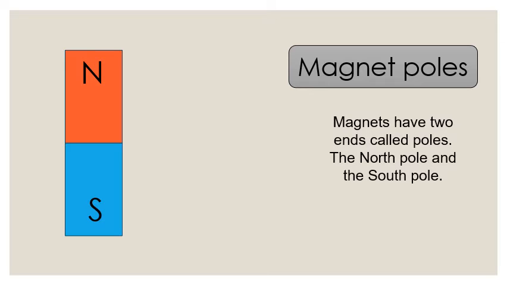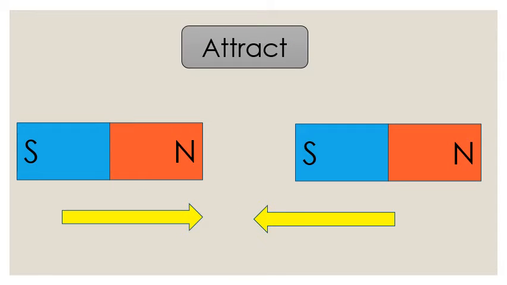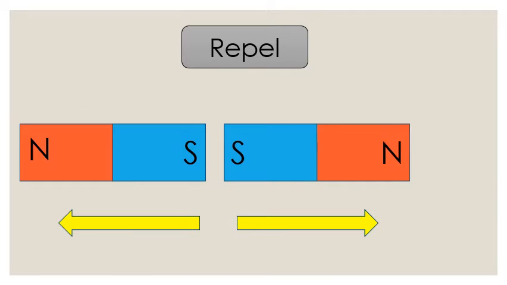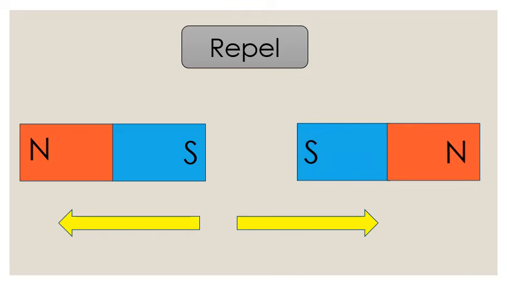Magnets have two ends called poles, the north pole and the south pole. Two opposite poles from two different magnets attract. Two similar poles will repel and push away from each other.